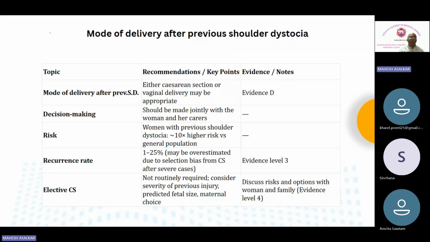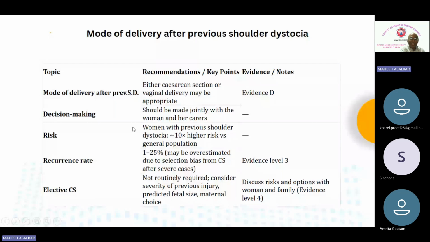Then mode of delivery after previous shoulder dystocia. When the last delivery had a shoulder dystocia, how should the labor be managed? Should we recommend caesarean section in that particular case, or can she have a vaginal delivery? So what does the guideline say? Either caesarean section or vaginal delivery may be appropriate. So it is not an absolute indication for caesarean section. No doubt there is going to be shared decision making. Decision making should be made jointly with the woman and her carers.